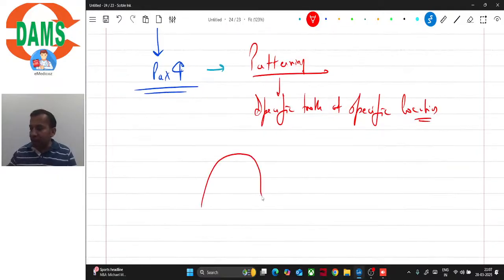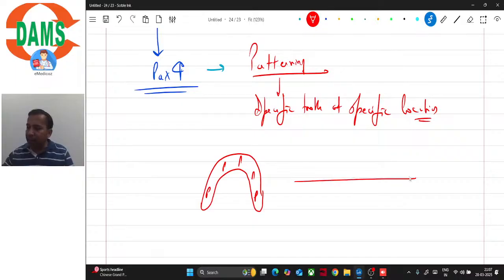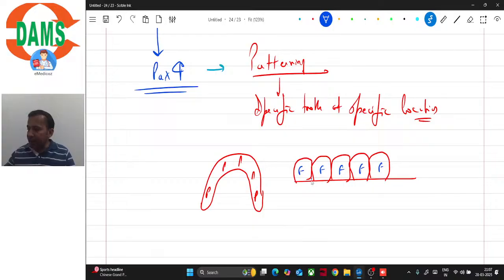Now let's say this is the dental arch. PAX9 is expressed everywhere on the dental arch, isn't it? But let's say these are the dentate regions. Wherever you see the tooth, that is the dentate region. So in the dentate region, FGF8 is expressed, and in the interdental region, BMP is expressed. So what does BMP do?